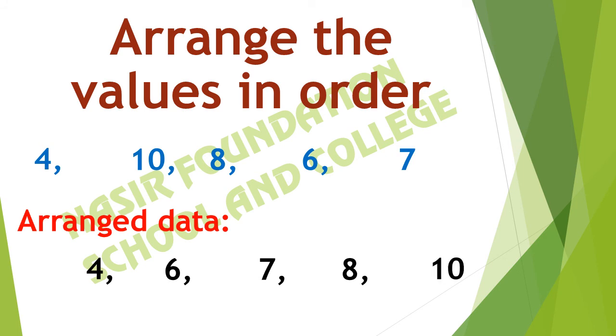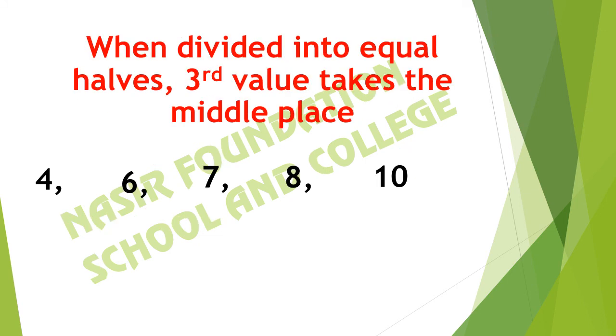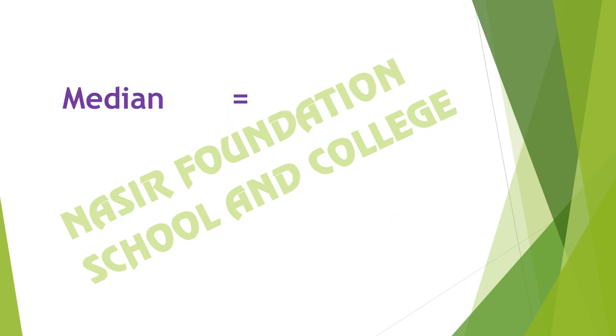Now we have arranged the data in ascending order from smallest to the greatest. 4, 6, 7, 8 and 10. When divided into equal halves we can see that the third value takes the middle value, as there are two values on the left and there are two values on the right. The middle value is 7. So we can say that 7 is the median. 7 is the median of this data.